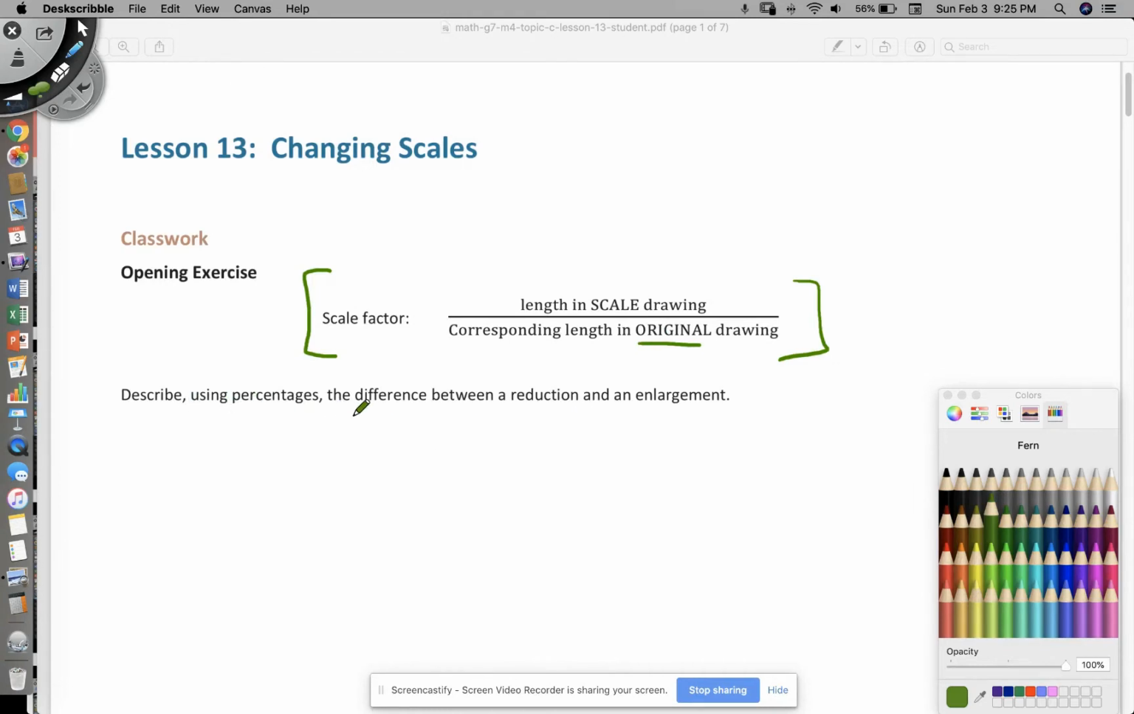So describe using percentages the difference between a reduction and an enlargement. And we talked about this in lesson 12, so this is kind of a repeat question. So we're going to say original is always 100%. So whenever you're talking about the original, it's always going to be 100%, even if it's the smaller image there. Okay. And then we have a reduction.